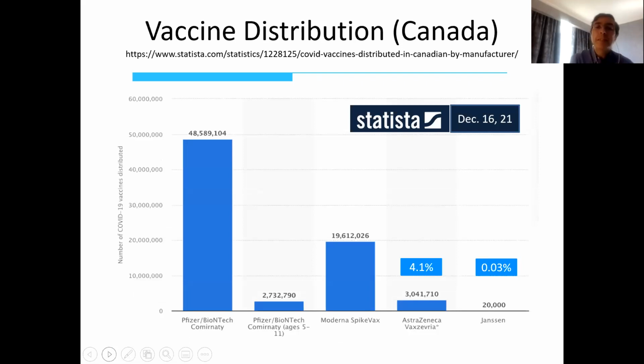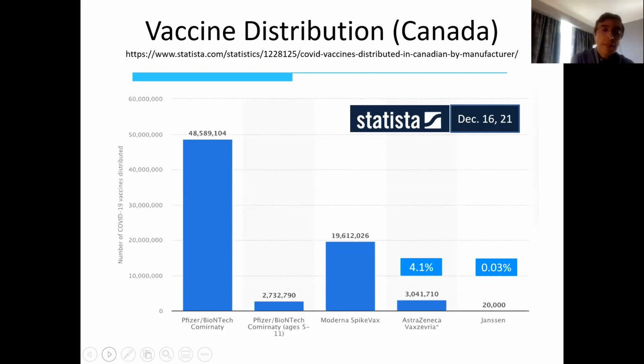To put a Canadian spin and perspective, I took the liberty of looking at a report of COVID vaccines distributed. This doesn't mean administered, distributed on Canadian soil, a report generated by the manufacturers on December 16. And to put in perspective, the two adenovirus-based vaccines, the two bars seen on the right of your graph, the AstraZeneca and the Janssen, together do not sum up to higher than 4.2%.